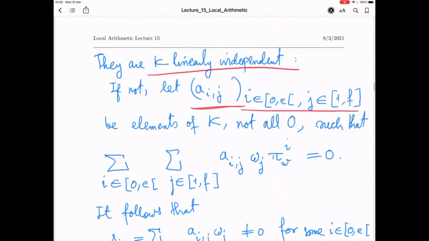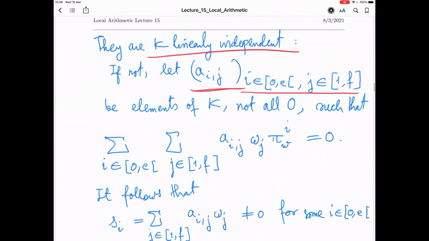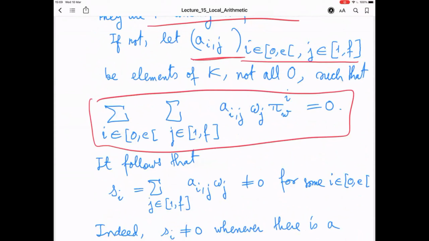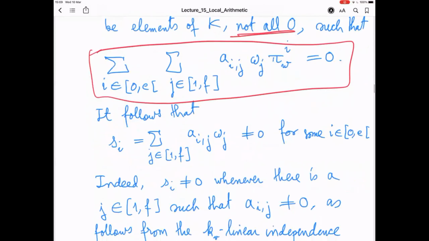So I can find scalars Aij, not all zero, such that this linear combination is equal to zero. Okay, that's what it means for them to be linearly dependent. We are assuming that they are linearly dependent in order to get a contradiction, and thereby showing that they are indeed linearly independent.